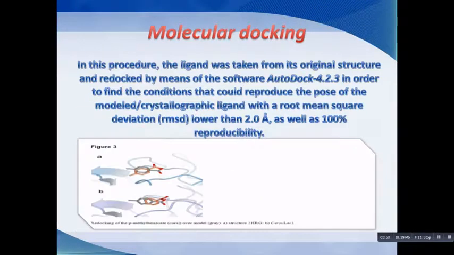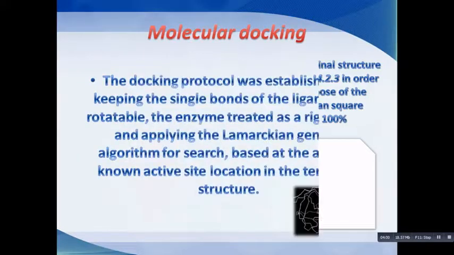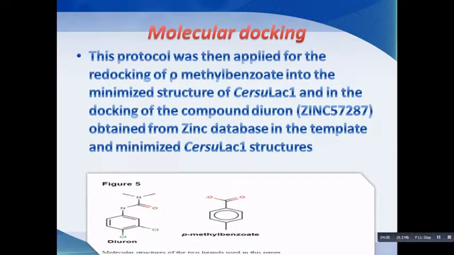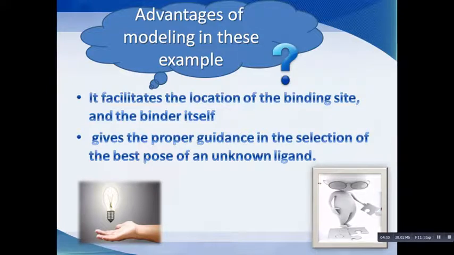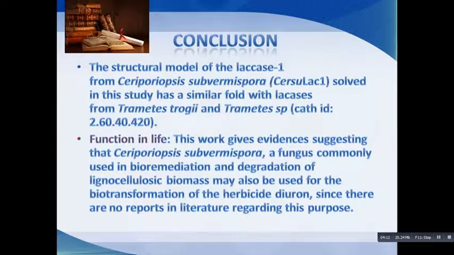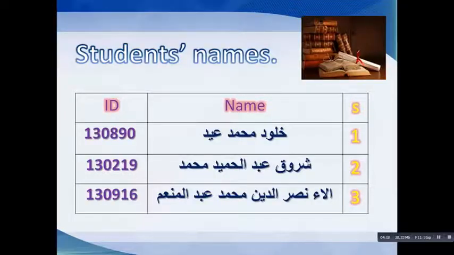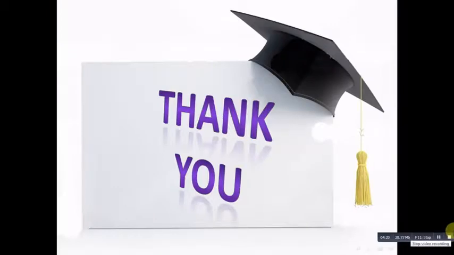The conclusion is that the structure model of the laccase 1 from Cerrena that was solved in this study has a similar fold with laccase from Trametes trogii and the Trametes species. This work gives evidence suggesting that Cerrena, a fungus commonly used in the bioremediation and degradation of lignocellulosic biomass, may also be used for the biotransformation of the herbicide diuron, since there are no reports in the literature regarding this purpose.